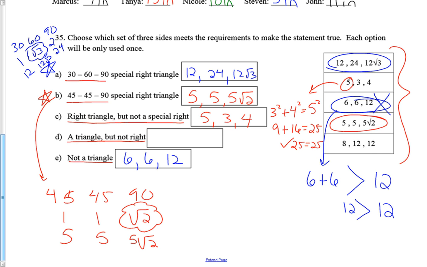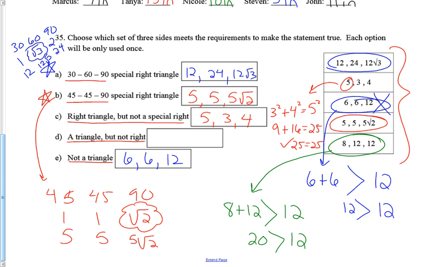Finally, we have this last one. And let's just check and make sure that this is a triangle. I add the two smallest sides, and is that bigger than the biggest side? And 20 is larger than 12. Now I could also check with Pythagorean theorem to decide if it's not a right triangle, but this is not a 45, 45, 90 triangle, which would need to be if it had two sides equal.